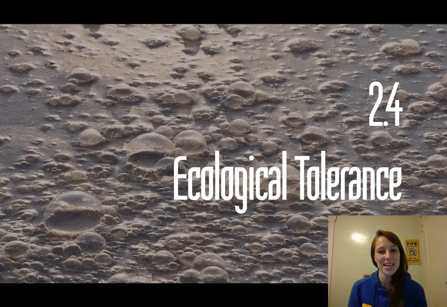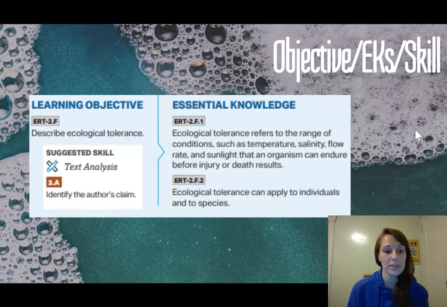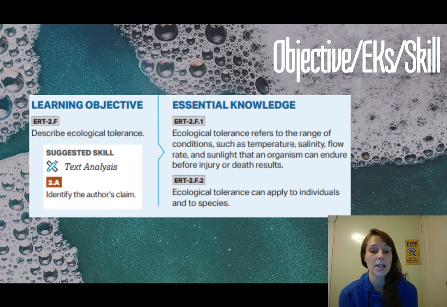Hello everyone, it's Ms. Stewart. Today we're going to be learning about section 2.4, which is ecological tolerance. The learning objective is that you are able to describe ecological tolerance. And at the end of this activity, you'll get a chance to practice a new suggested skill, which is going to be identify an author's claim.